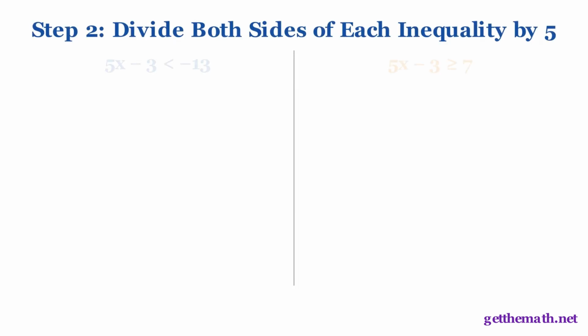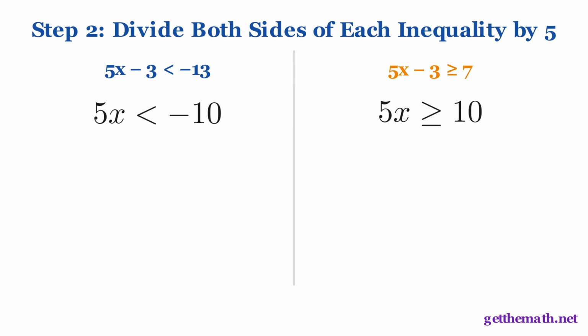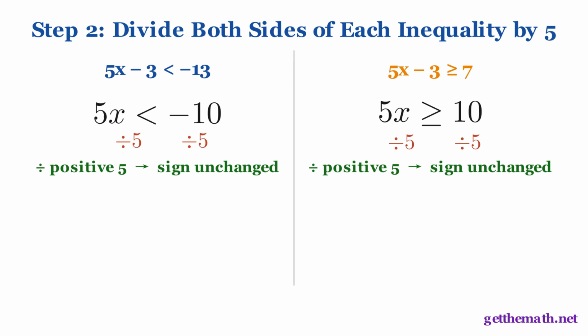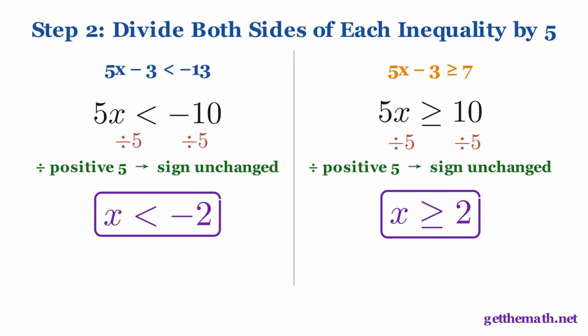Step 2. Divide both sides of each inequality by 5. Since we are dividing by a positive number, the inequality signs stay the same. On the left, x is less than negative 2. On the right, x is greater than or equal to 2. Those are our two solutions.